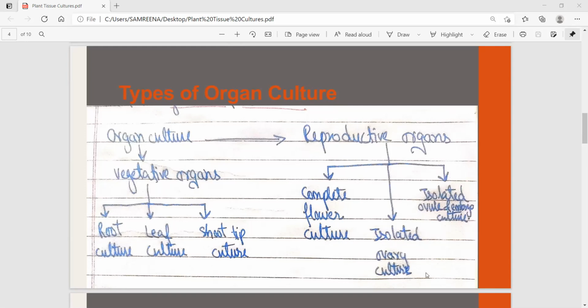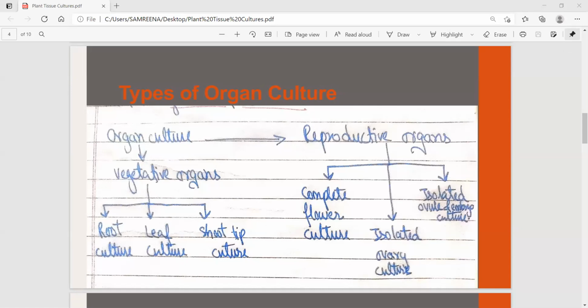Or we can isolate ovary from the plants, or we can isolate ovules or embryo, which can be cultured in vitro or in our labs.